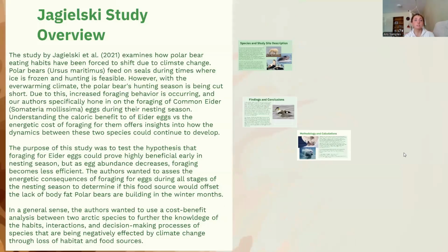Seriously, the last part of this is the Jagielski study. I'm sorry, I don't know how to pronounce his name, but Jagielski and crew. This was a super interesting study. You were right. You were right. Once again, you normally are.